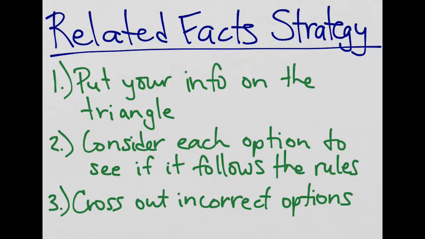As a wrap-up, let's review our strategy for related facts. First, put your info on the triangle. Remember, when you're multiplying, your factors go on the bottom, and when you're dividing, you start with the first number of your division equation at the top of the triangle. Then, consider each option to see if it follows the rules. Finally, cross out any incorrect options. Anything that you're left with must be the correct option.